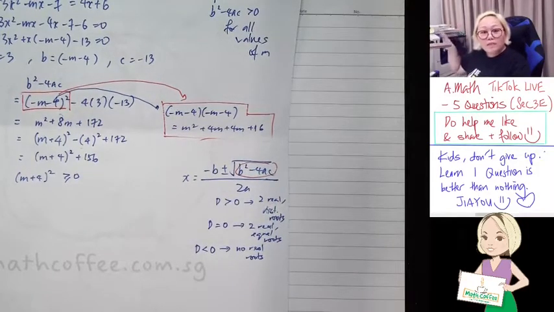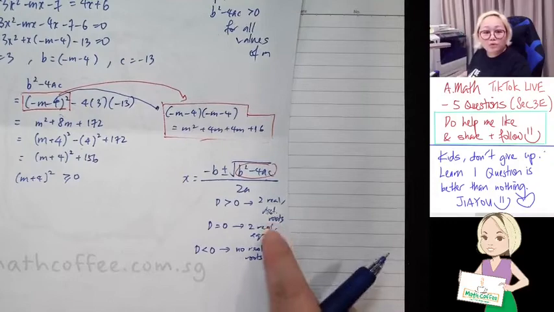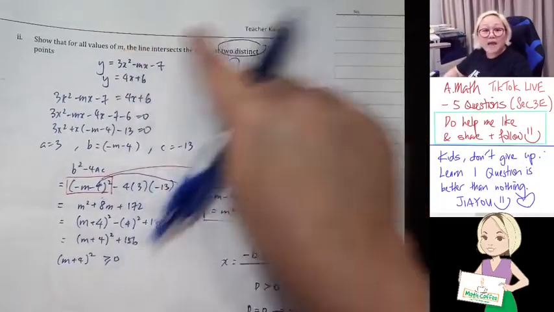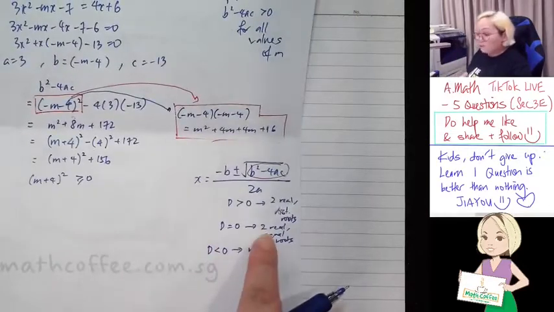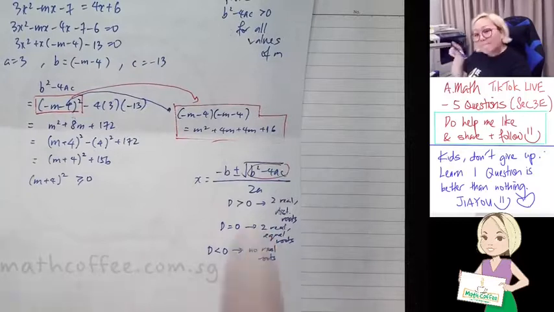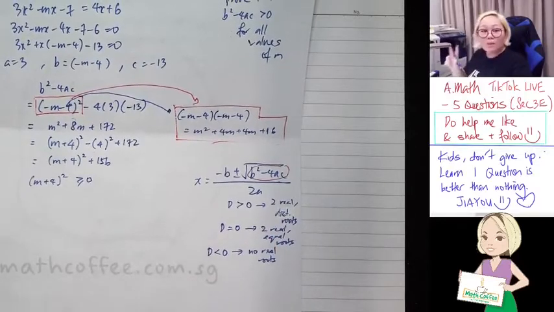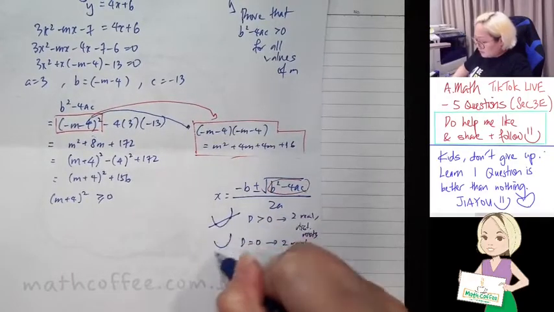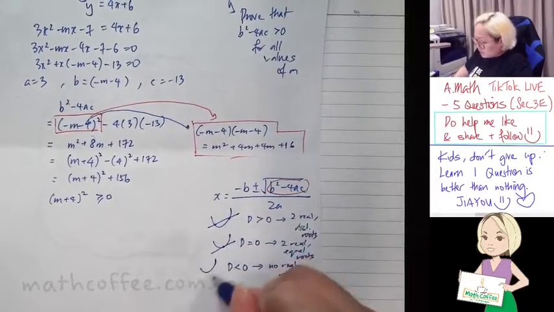When it's more than 0, I will get 2 real roots. 2 real roots is the same meaning as my curve cuts the line at 2 points. When my discriminant equals 0, that means only 1 point, right? Means my curve cuts the line at only 1 point. It's like that, 2 points. Like that, 1 point. Like that, doesn't cut.